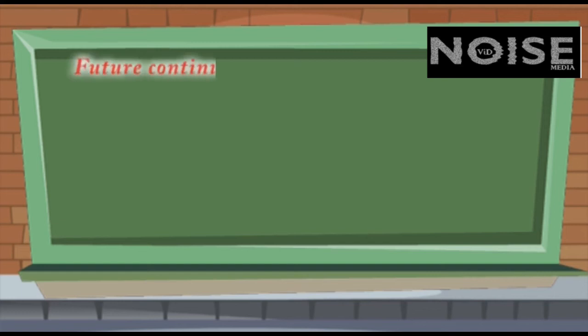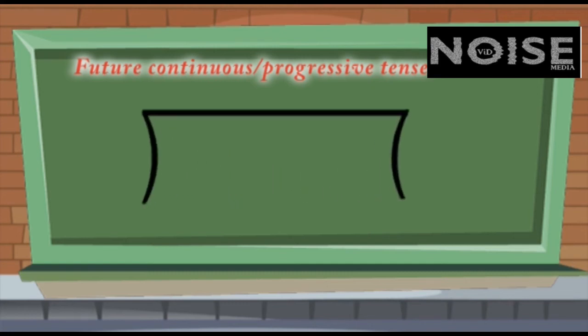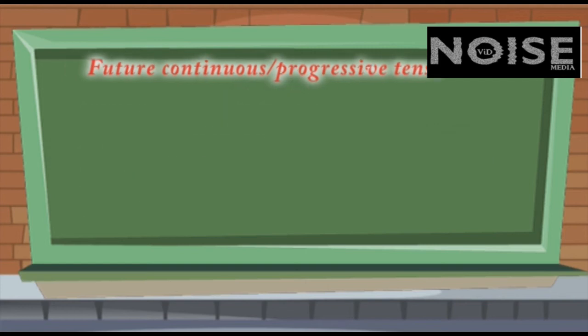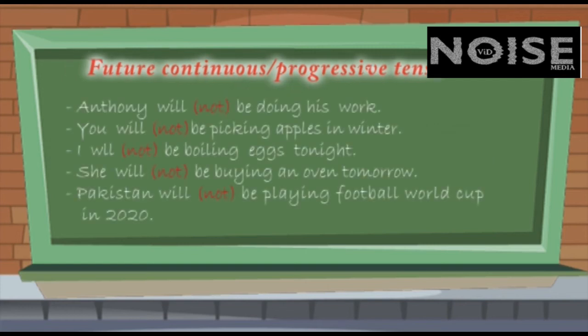Now let's do future progressive tense or future continuous tense. The same formula, first the form and then function. Form is S, that is subject, and then will or shall plus be, and then ing, and then object if required. Examples: Anthony will be doing his work. You will be picking apples in winter. I will be boiling eggs tonight. She will be buying an oven tomorrow. Pakistan will be playing Football World Cup in 2020, hopefully.